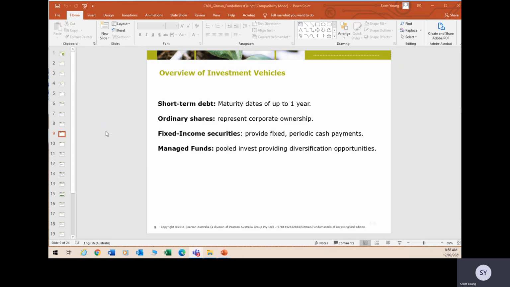Okay. So investment vehicles starts on the bottom of page 7, of course, and goes across 8 and 9. So again, more information, more definition. You can see the 4 major topics there, of course, and this is running all the way across to page 11.